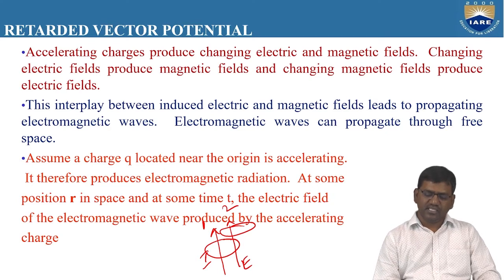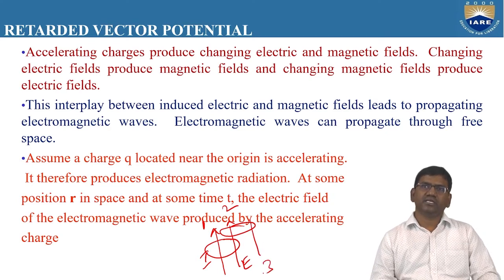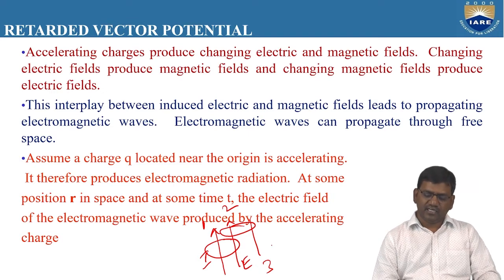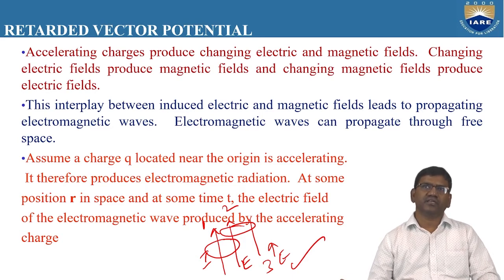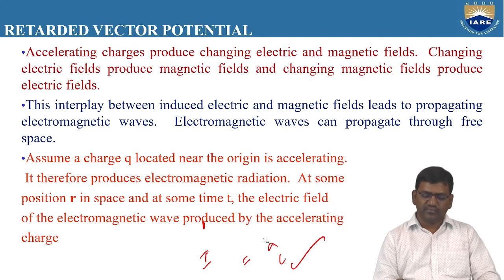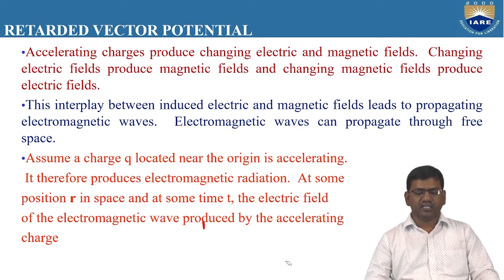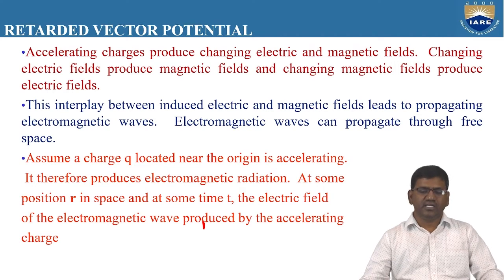If you place another element 3 parallel to the current element 2, again an electric field is produced. Like this, the changing electric fields will produce magnetic fields, and the changing magnetic fields will produce electric fields. This interplay between the induced electric and magnetic fields leads to the propagation of electromagnetic waves. That means the change of electric field to magnetic field gives rise to the propagation of electromagnetic waves, and these waves travel in free space with the velocity of light.